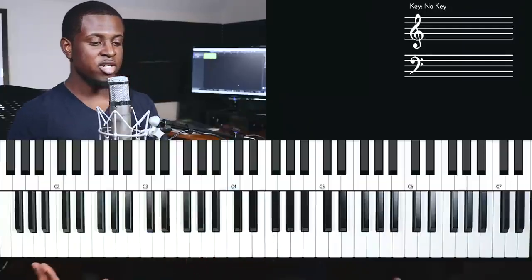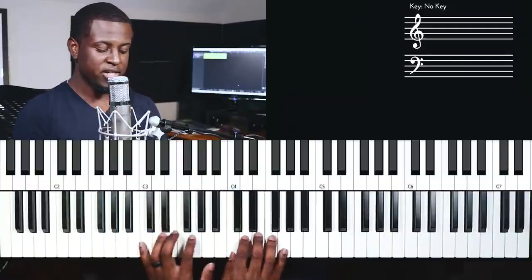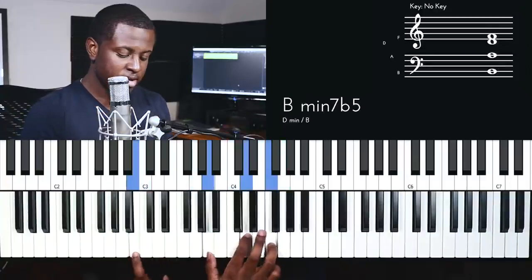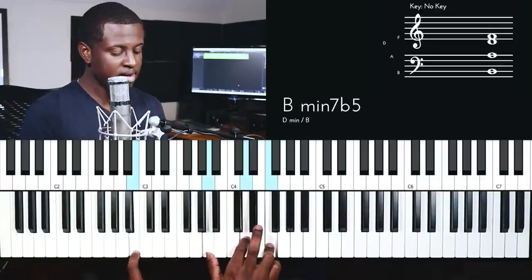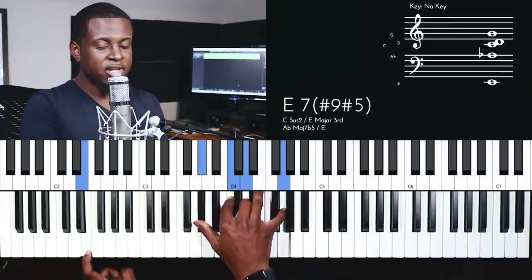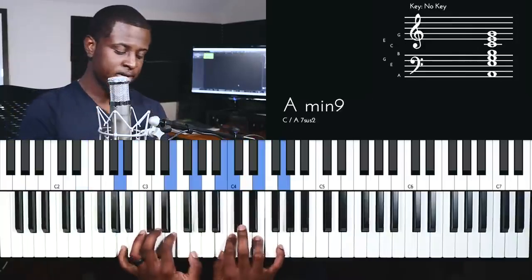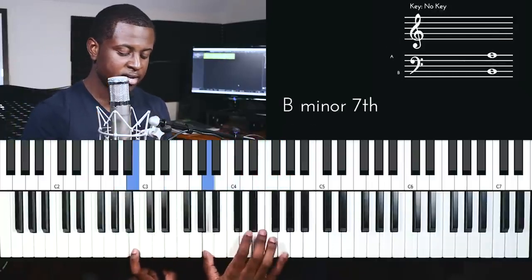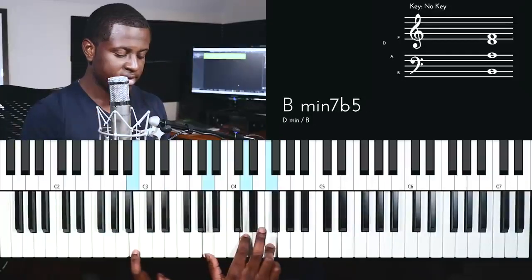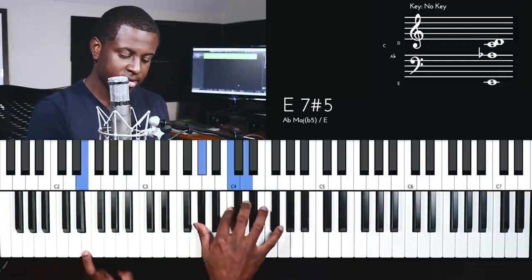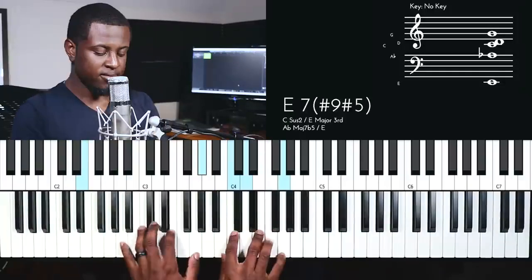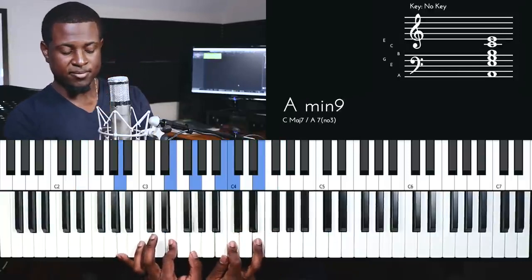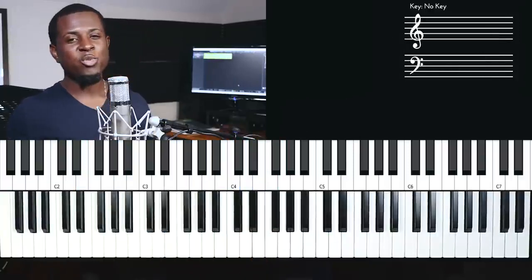So we're talking about the 7-3-6 progression here, which would be in the key of C: B diminished, B half diminished 7, sorry, E sharp 5 sharp 9 to A minor. Now, how would we apply this in music?